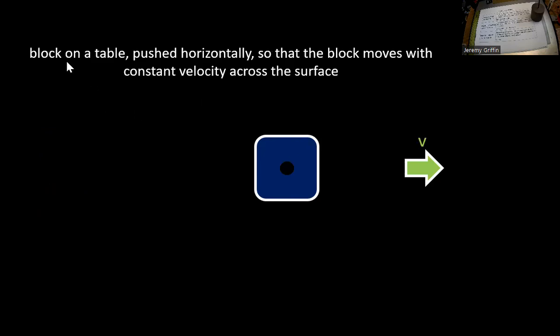What if there's a block on a table being pushed horizontally so that the block moves with constant velocity across the surface? Now it is moving, sliding across the surface. Okay. So trying to give you guys a head start here. See if you guys can draw those forces before I reveal what the forces are. Again, just like always in this class. If you guys are staying a step ahead of me and you're getting the answers before I show you, that's a good indication you know what's going on.